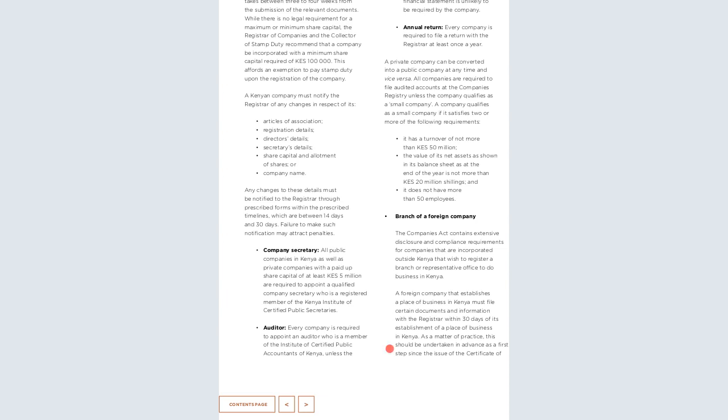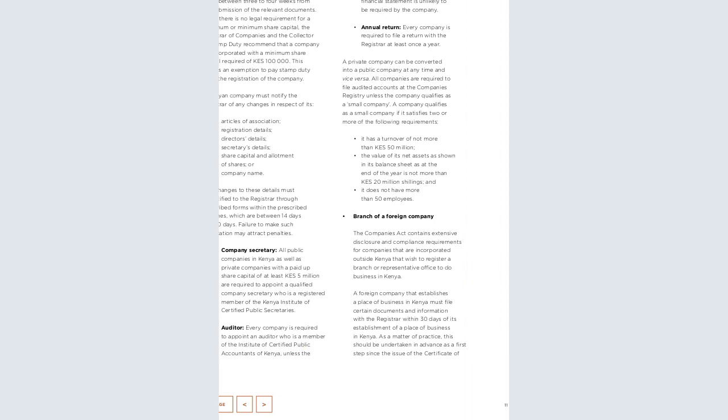Company secretary. Who is a company secretary? All public companies in Kenya, as well as private companies with a share capital of at least 5 million, are required to appoint a qualified company secretary who is a registered member of the Kenya Institute of Certified Public Secretaries.